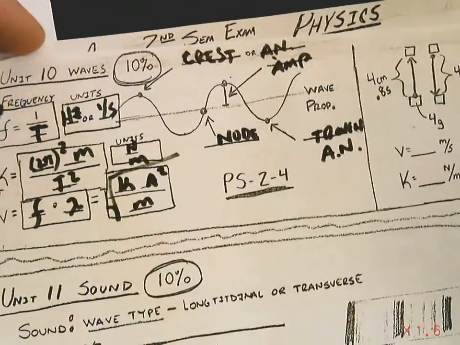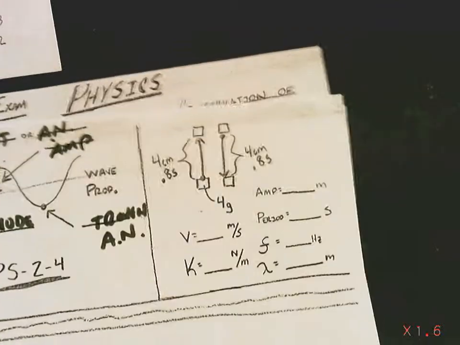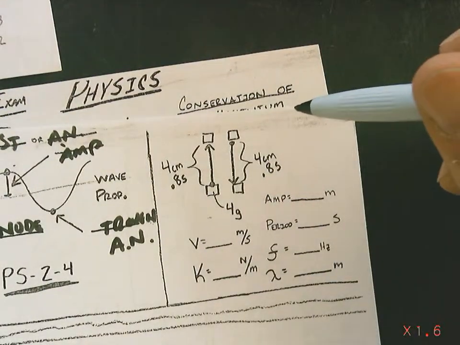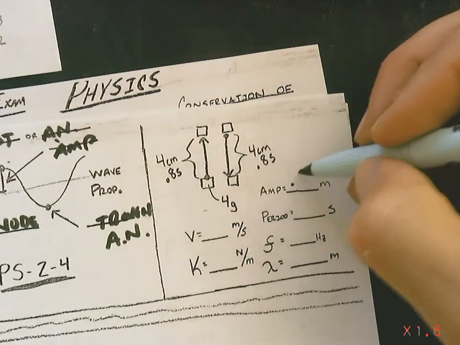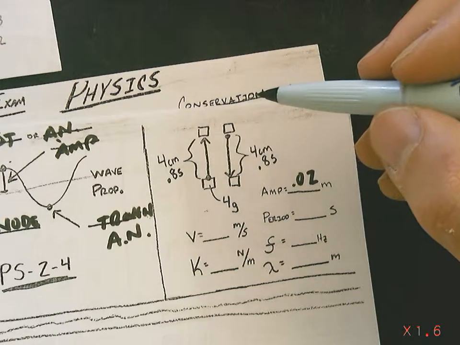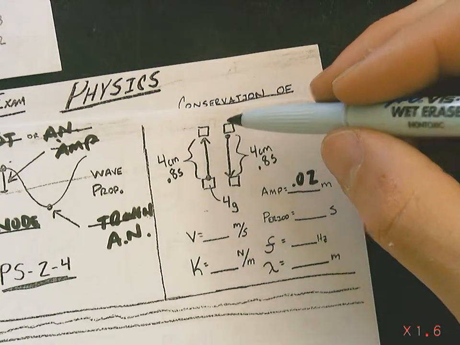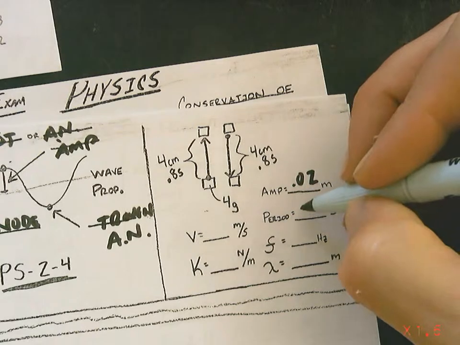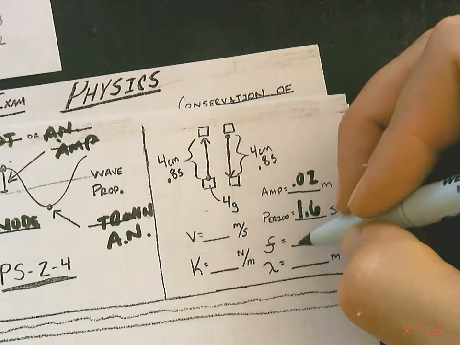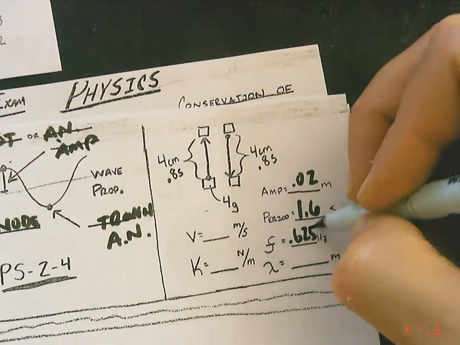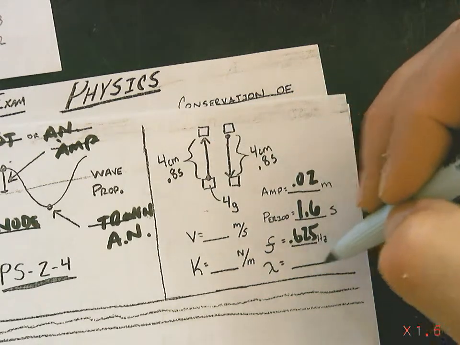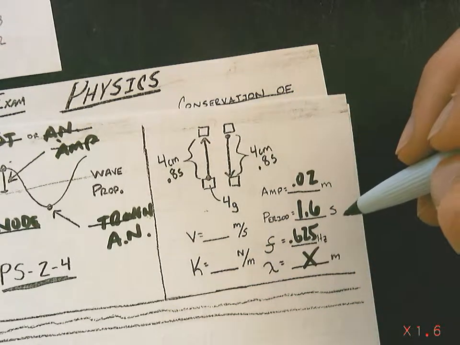Come over here and do the example now. Looks like we have a distance of 4 centimeters between trough and crest. That makes the amplitude in meters equal to 0.02 because it went from trough to crest. The period, time it takes to go from the bottom back to the bottom, would be 1.6. And the frequency then would be 1 over 1.6, which is 0.625. And the wavelength, I didn't tell you the distance between crests or troughs, so I'll just put an X in there because we don't know it.